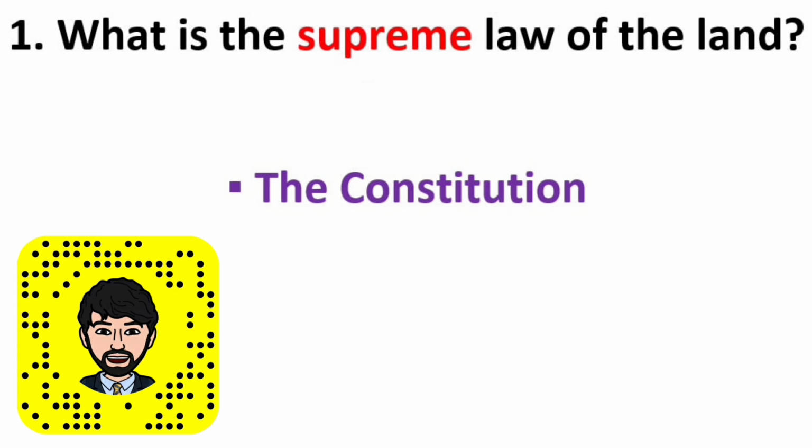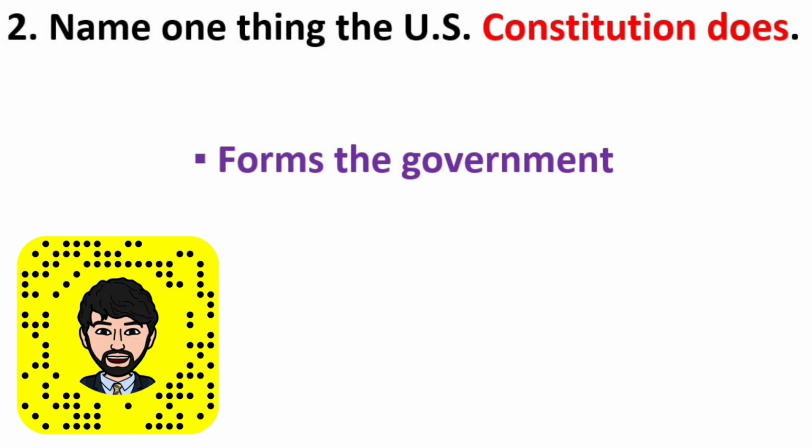What is the supreme law of the land? The Constitution. Name one thing the US Constitution does. Forms the government.